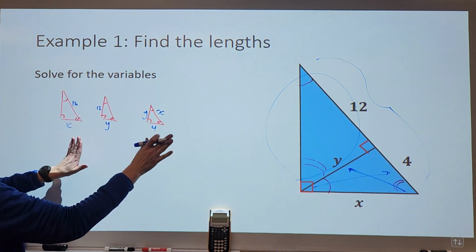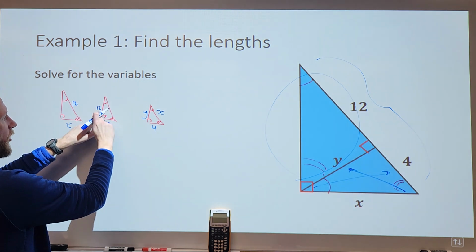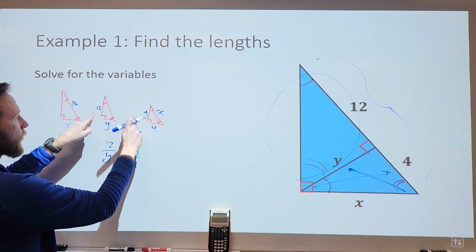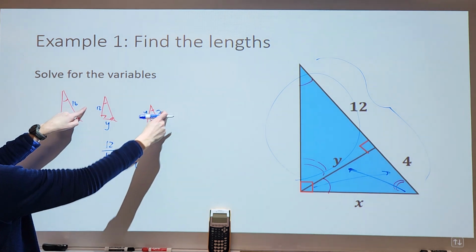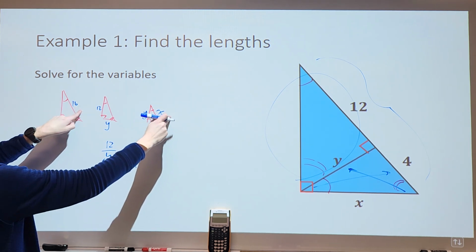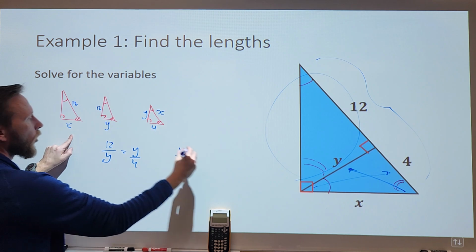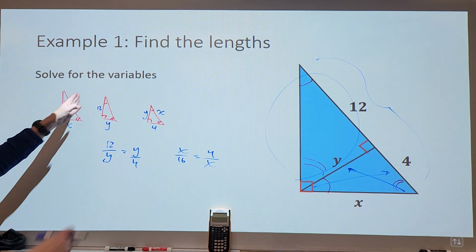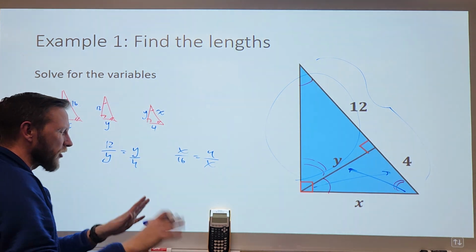Now, we've got two things going on. First of all, for y's, we're going to say that 12 and y are proportional in the same way that y and 4 are proportional. 12 goes to y goes to 4. That's one of my equations. For x's, I'm going to use these. x goes to 16, and 4 goes to x. It really doesn't matter if you say 16 goes to x and x goes to 4. It's going to work itself out. So I don't want to be super concerned about that.